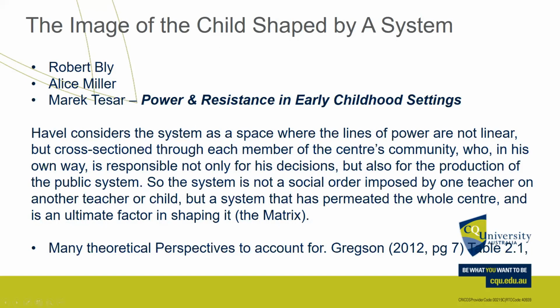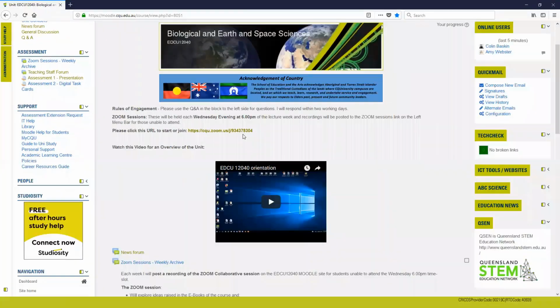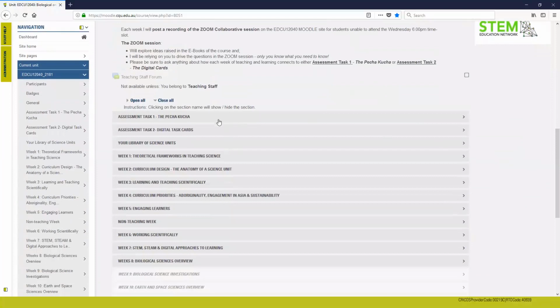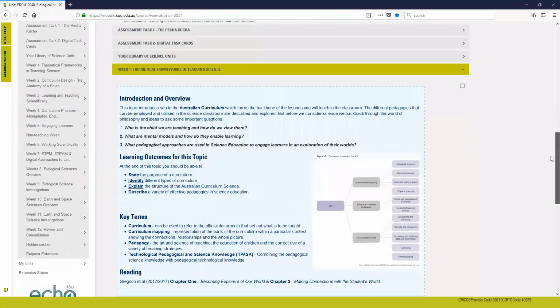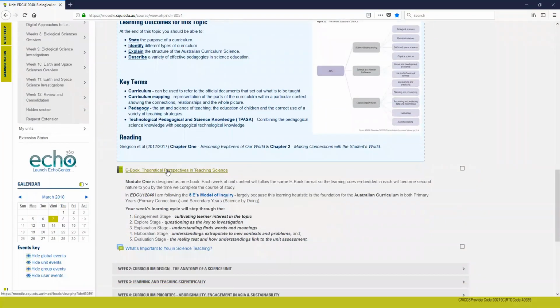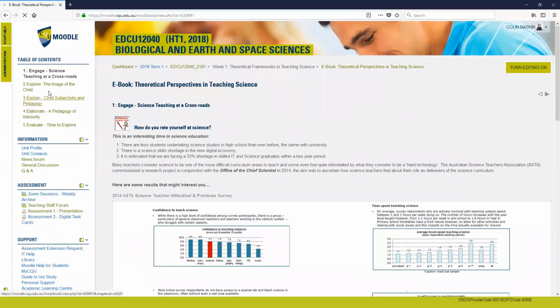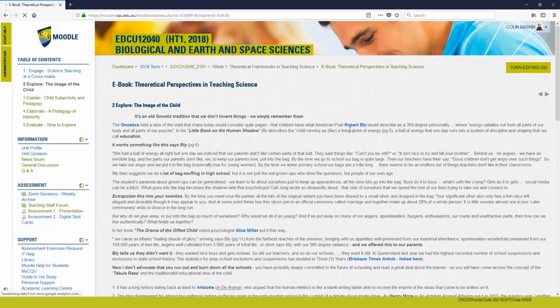Well, let's go to the source and have a look. Here's the Moodle. We'll open it up. And for those of you who haven't been in yet, a little course on where to go. There's the weekly structure. We've got the assessment comes first and theoretical perspectives. We go in here, there's a brief description of what we're on about, and down here is the ebook. Now, when I get into the ebook, I start talking about the image of the child. And it's the second example where we start to introduce poets like Robert Bly.